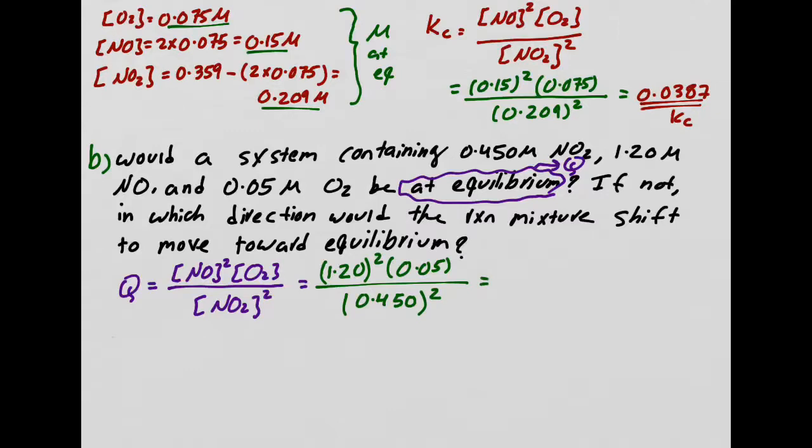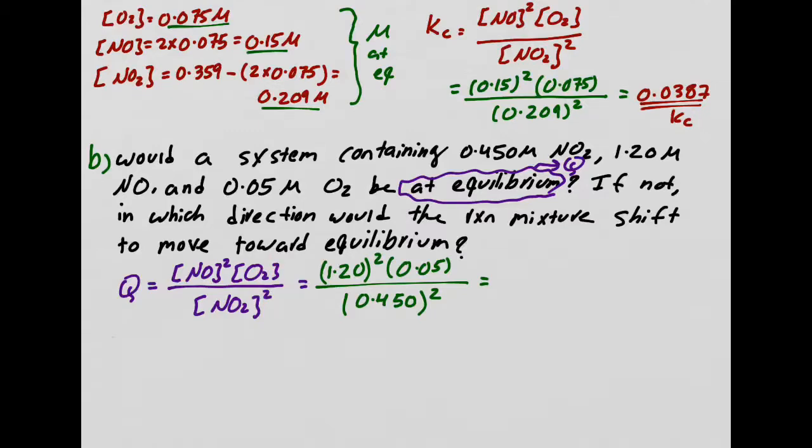Okay, let me explain this in case I've lost someone, hopefully no one. Every time they ask you, are you at equilibrium, you have to figure out Q. Q has the same formula as K, product over reactant. Now, they've given you these concentrations. We want to know if we are at equilibrium. I'm going to plug into Q, which is again product over reactant. I'm going to plug them in, and I still have to raise them to the power of the stoichiometric mole ratio.